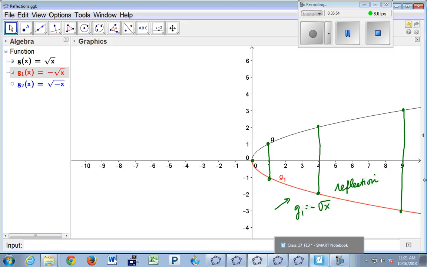You can either use the word about or the word across. They're used equally well. One book uses about, one book uses across. So about or across, I use them interchangeably. A reflection about or across the x-axis.